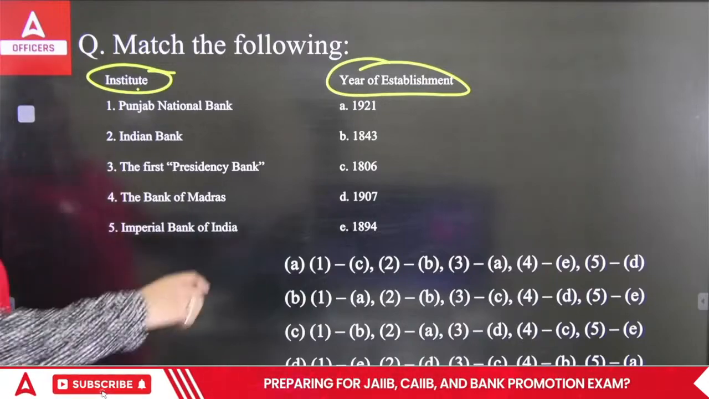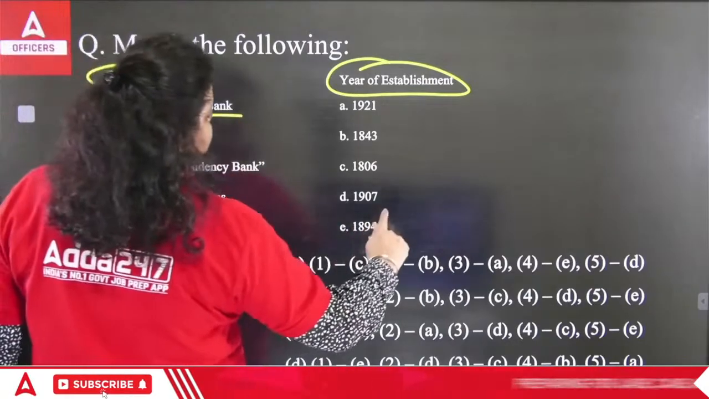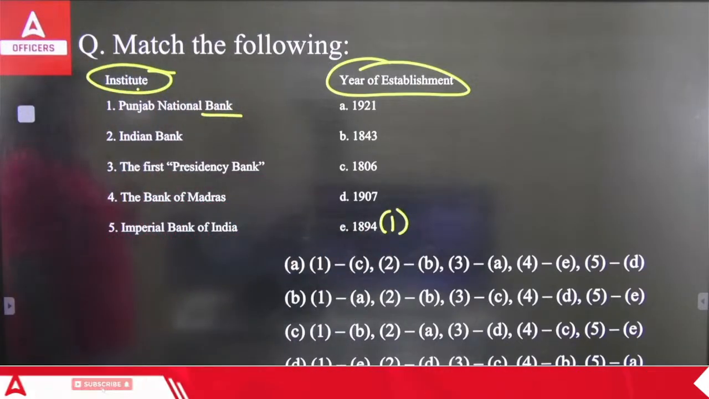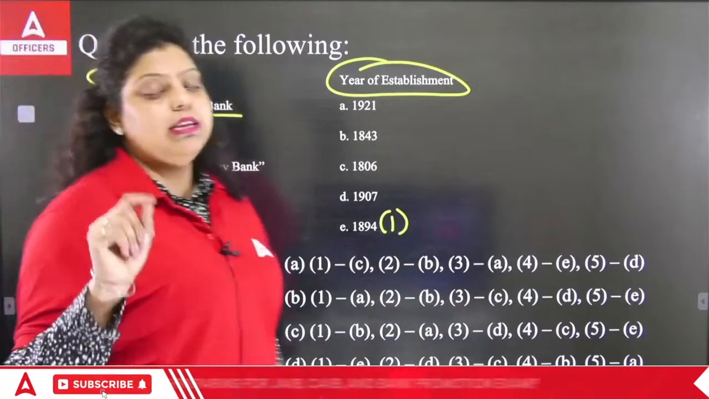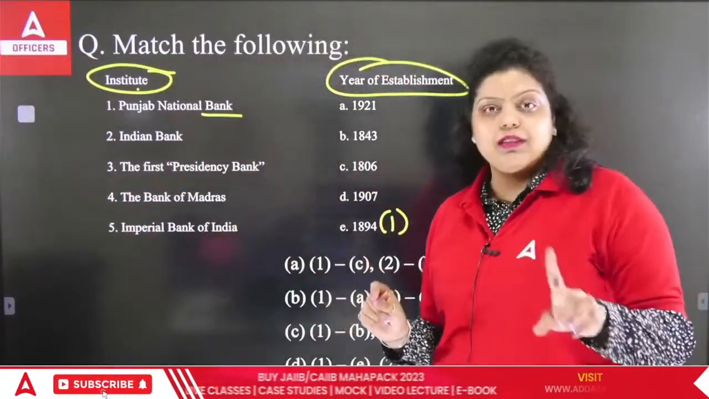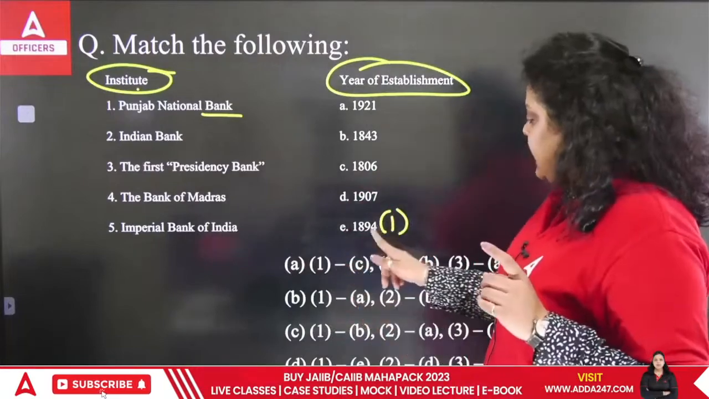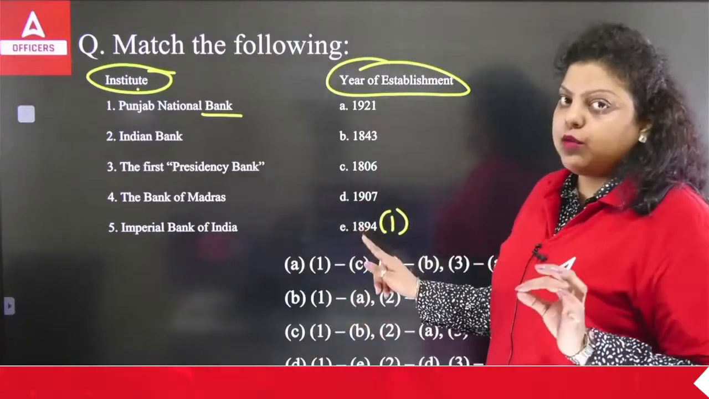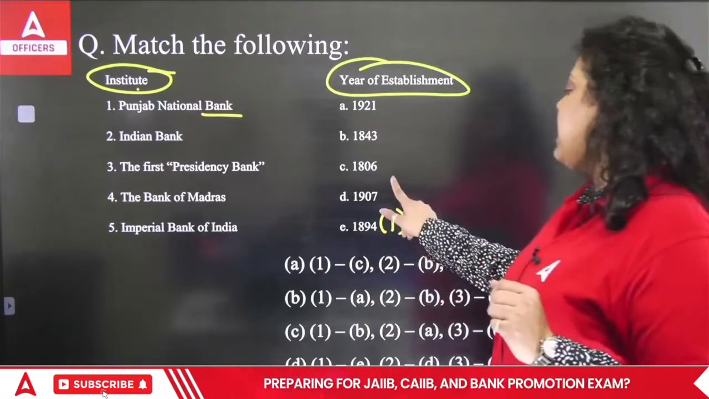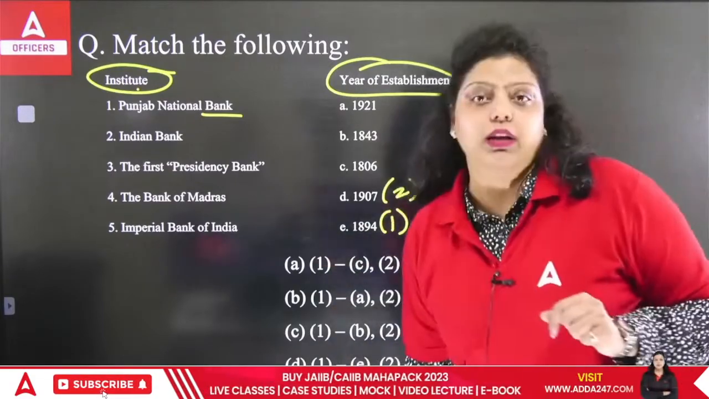So Punjab National Bank was established in the year 1894. Again, I am repeating, in a book the establishment year of PNB has been given as 1874, and that is wrong, that is misprinted. The right year of Punjab National Bank is 1894. Okay. Second, we have the Indian Bank, and the Indian Bank was established in 1907.